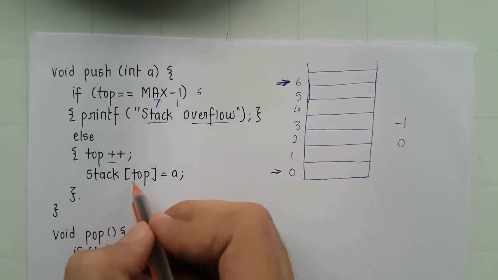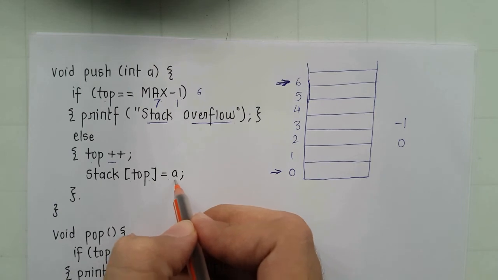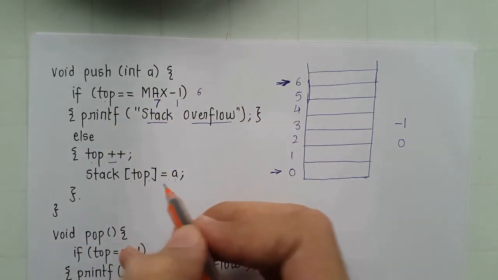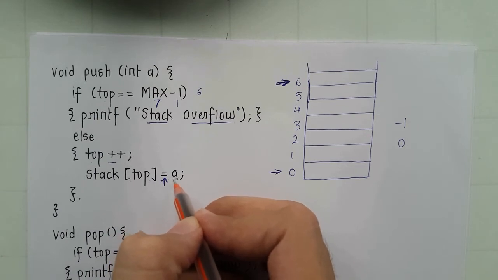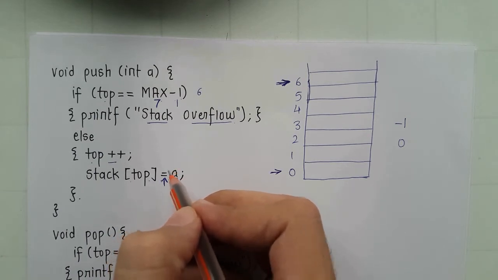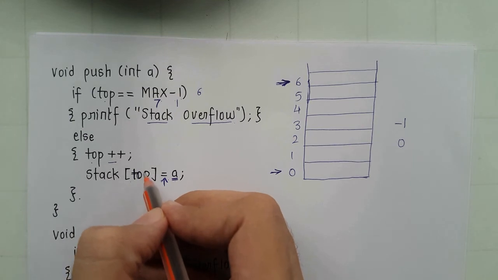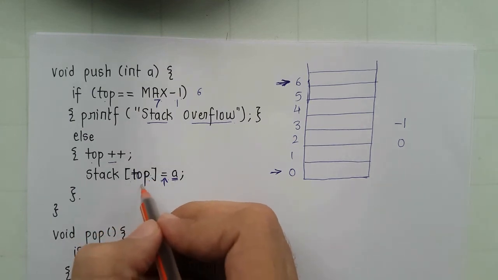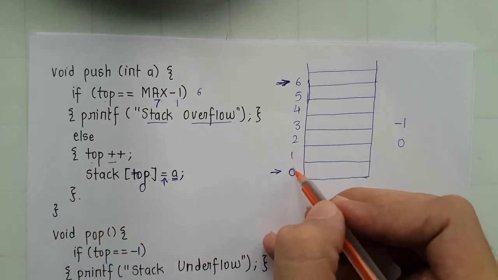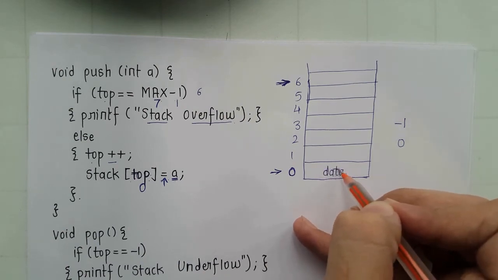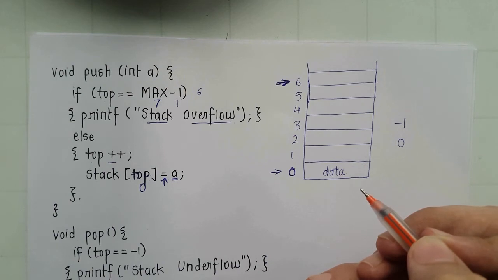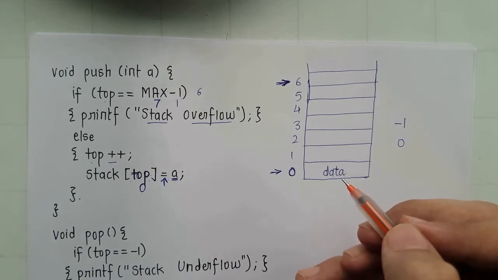Then what would happen? Stack of top is equal to A. A is our inputted data, so this is our assignment operator. So our inputted data would be assigned to stack of top. What is the top here? It is 0. So at the 0th index our data would be inserted. I hope it is clear.